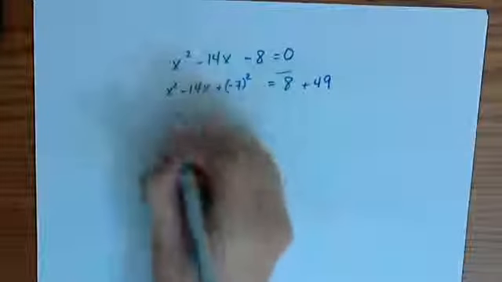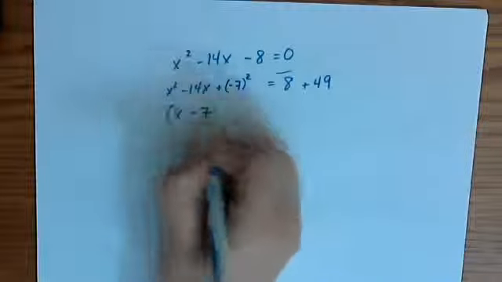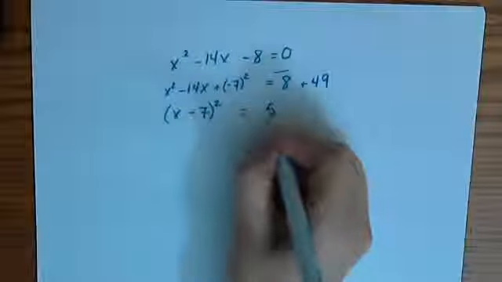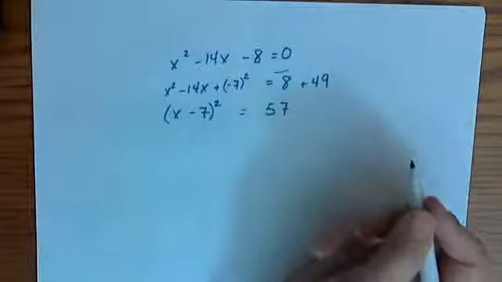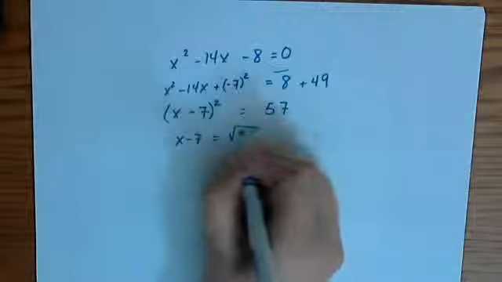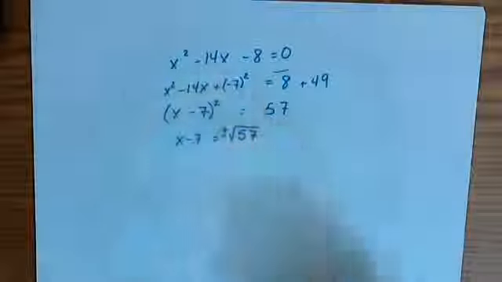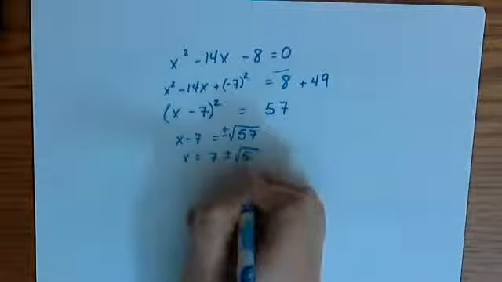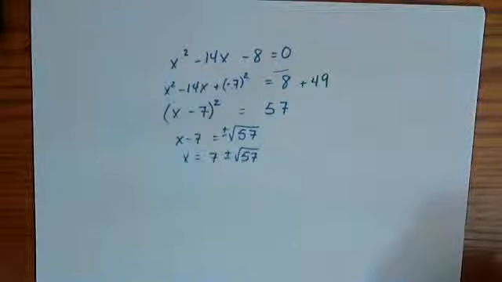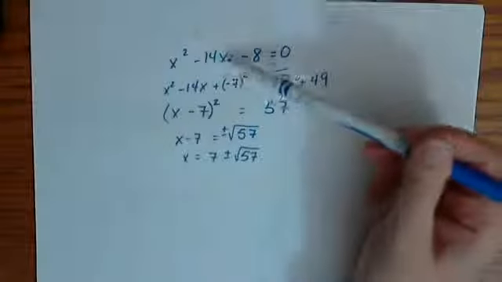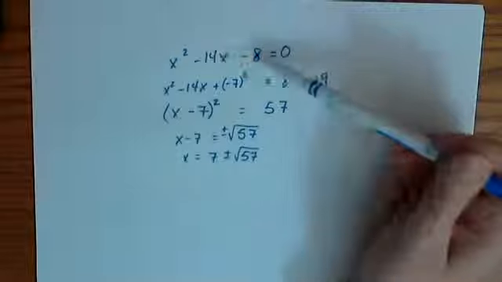So if this is the case, then I have x minus 7 squared equals 57, right? Now I can take the square root of both sides. And remember, when you do the square root, it's a plus or minus, and that's going to be 7 plus or minus the square root of 57. Okay? And that's how you complete the square. The tricky part is making sure that you look at that middle term, divide it by 2, and square it.